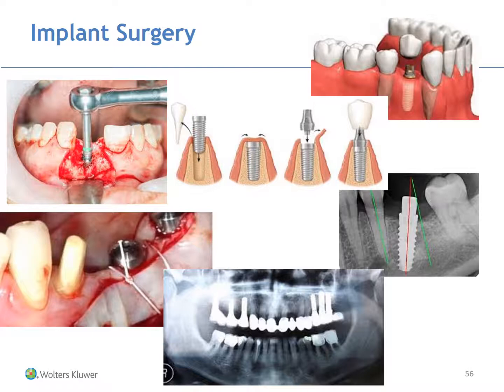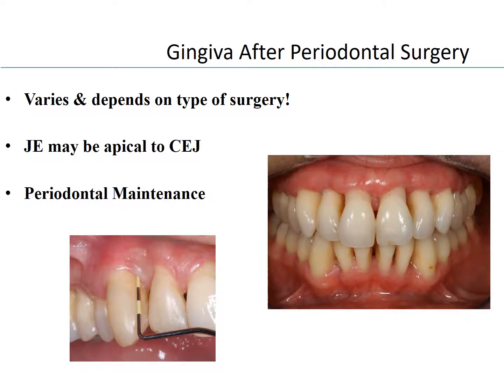And that includes using a CT scan, which a lot of dental offices are now starting to get. So it's very interesting. All right, gingiva after periodontal surgery. Boy, look at how nice and healthy that is. So it varies depending on the type of surgery, but the gingival epithelium may be apical to the CEJ, but we're going to keep it nice and clean.